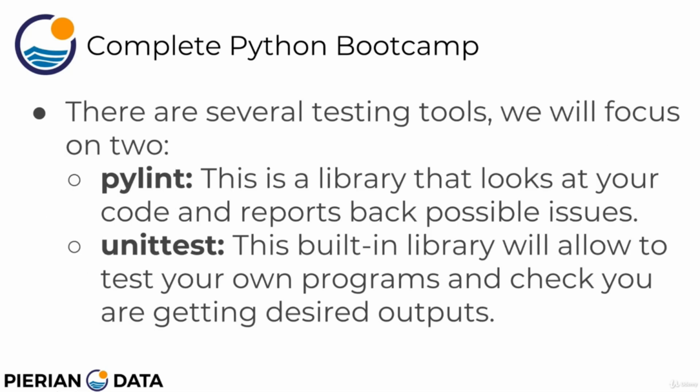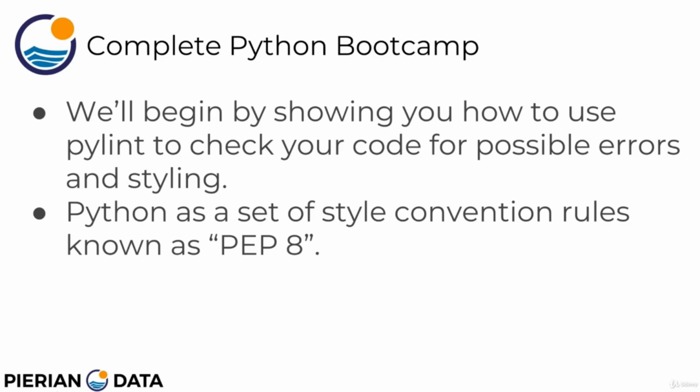There are several testing tools, and we're going to focus on two. There are other ones mentioned in the notebook that goes along with this lecture, but we're going to focus on Pylint, and this is a library that in general looks at your code and reports back possible issues. Maybe you have styling issues, or maybe you have some invalid code, and it will report back issues with your code. Then we have the unittest library. This is a built-in library in Python that's going to allow you to test your own programs and then check if you're getting the desired outputs. We're going to begin by showing you how to use Pylint to check your code for possible errors in styling.